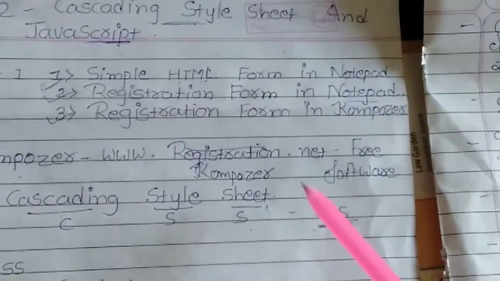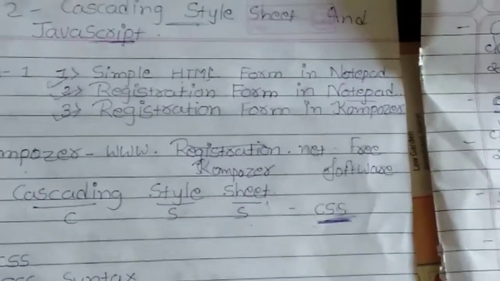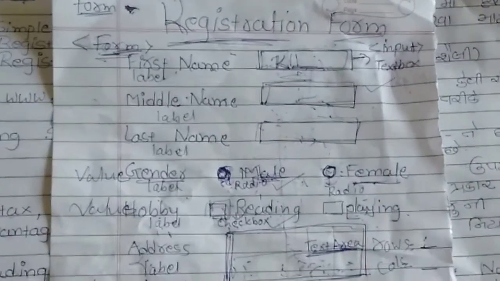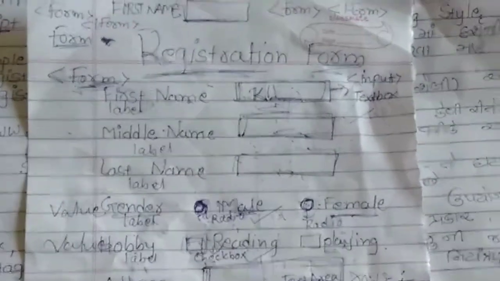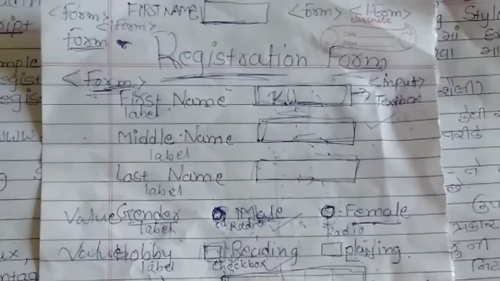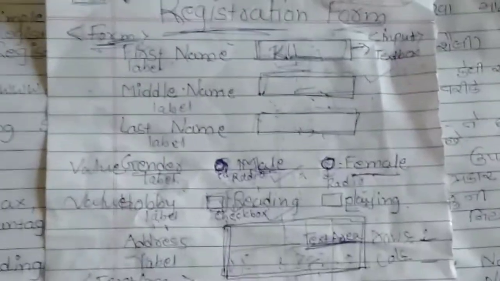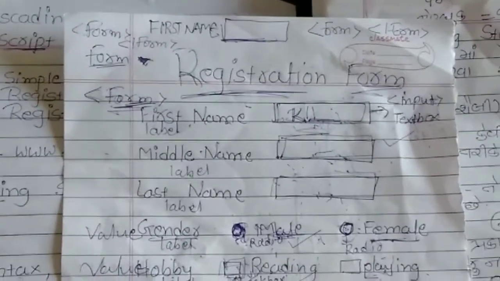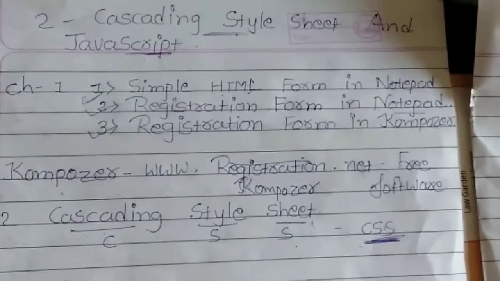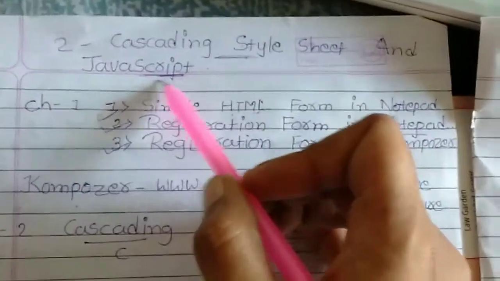Now what do you mean by CSS and what do you mean by JavaScript? CSS means style. In our first chapter we already created our registration form, but I want to apply some styles in my registration form. I want to apply some validation in my registration form. Then I have to use CSS and JavaScript. What do you mean by CSS? If you want to apply any style in your registration form, then you have to use CSS. If you want to apply any validation in your registration form, then you have to use JavaScript.